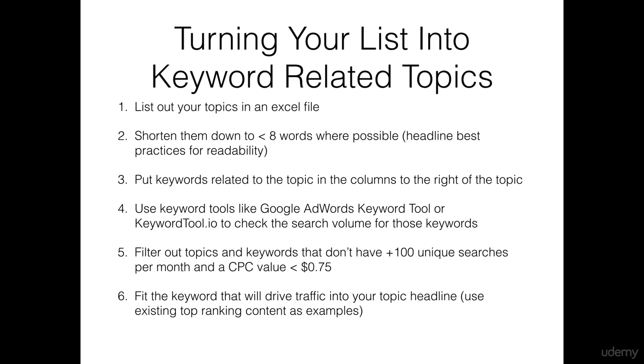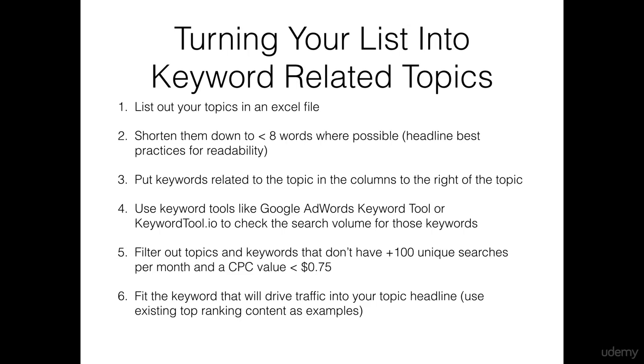Next up, you want to turn that list into keyword-related topics. So what you're going to do is list out those topics into an Excel file, and there's a Google Doc attached to this lesson, and in that Google Doc is the format of how you're going to do this. You want to shorten those topics down to less than 8 words where possible. The best readability for headlines is under 6 words, but if you keep it to under 8 words for now, that's perfectly fine, and you can optimize and tweak as you go.